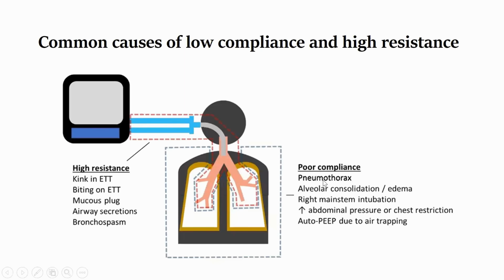And the compliance problem is mainly from pneumothorax, alveolar consolidation from pneumonia, edema, or if the tube migrates to the right lung and it's ventilating only the right lung. So a significant amount of volume is entering only the right lung, which was actually meant for both lungs. This will create a very significant problem of compliance over the right lung. And increased abdominal pressure from massive ascites, for example, and auto-PEEP can decrease the lung compliance.